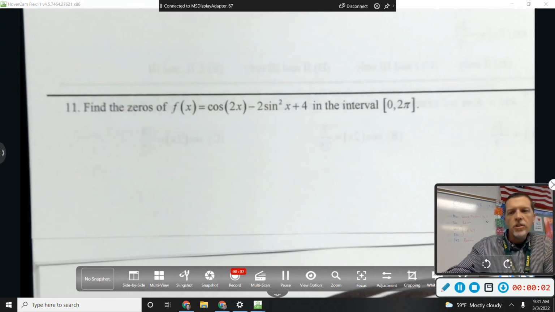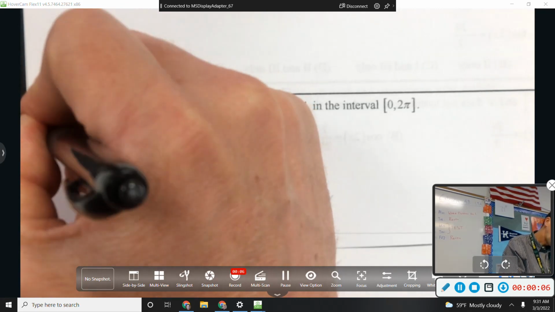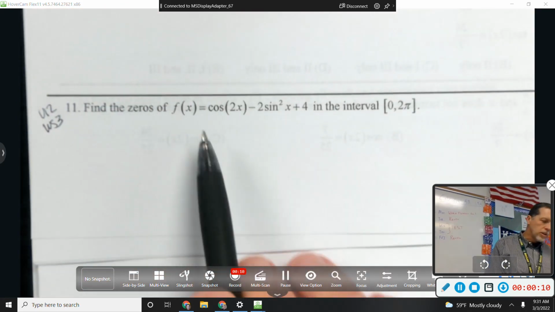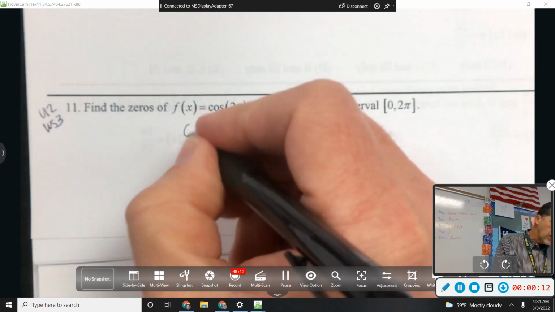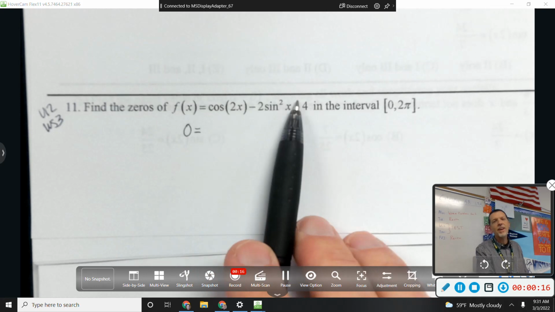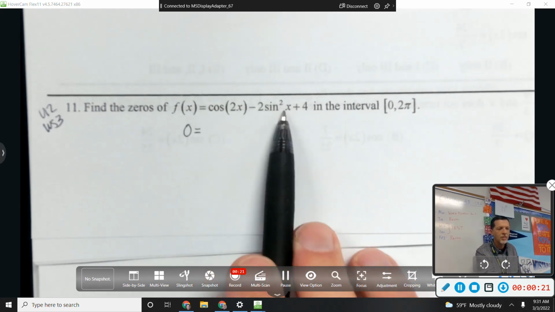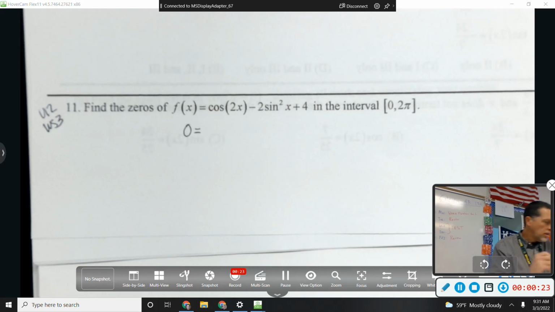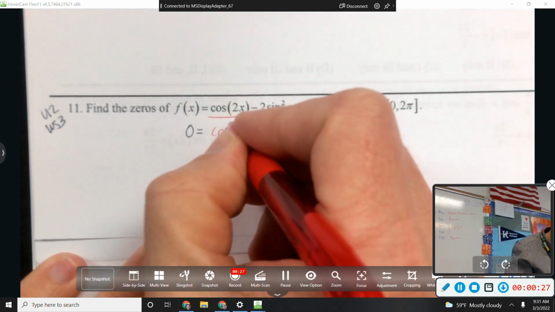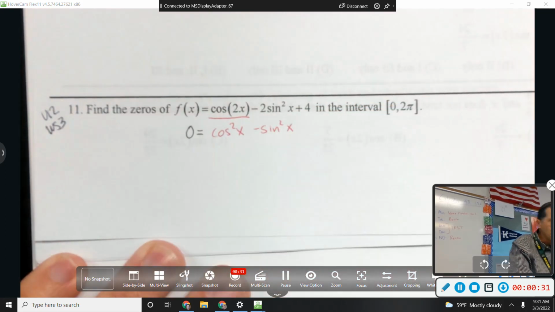So looking at worksheet 3, Unit 12, worksheet 3, number 11. Find the zeros, so we'll set it equal to 0. But there's a lot of things wrong with this. I got cosines and sines. I got an argument of 2x and an argument of x, so something's not right there. So let's replace cosine of 2x with cosine squared x minus sine squared x.